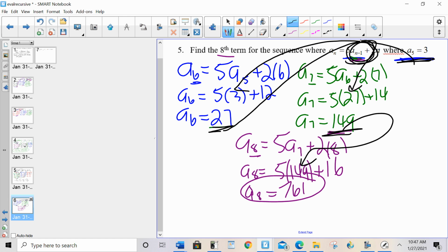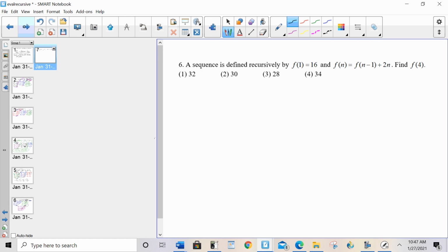The only thing I want to talk about for something like number 6 is that this is a different notation. It's called function notation instead of sequence notation. If that confuses you, then just write it as a1 equals 16 and an equals a(n minus 1) plus 2n. It means the same thing, it's just a different notation. So if that throws you off, remember it's asking for f of 4, which is a of 4.